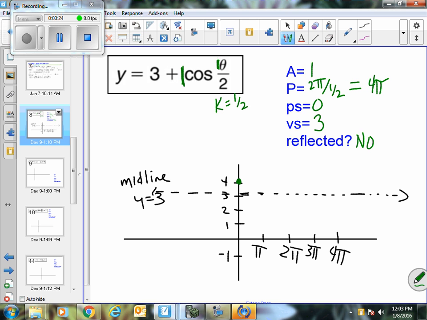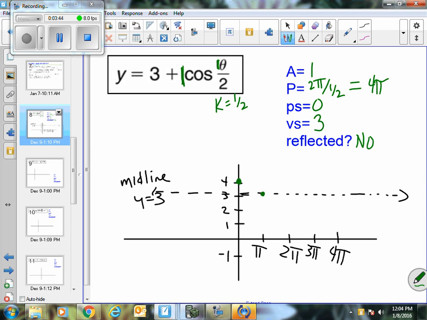If the amplitude is 1, that means from 3 I would have to go up 1. So if you want to just think of what the amplitude tells you, from the middle to the top, that's amplitude. So it goes up 1. Okay, so from there, cosine goes from the max down to the middle. So the new middle of the graph is at 3. So at that first interval at pi, we would be at 3.